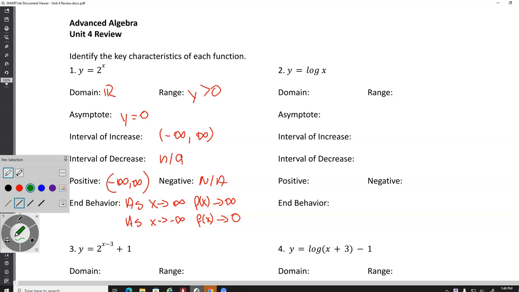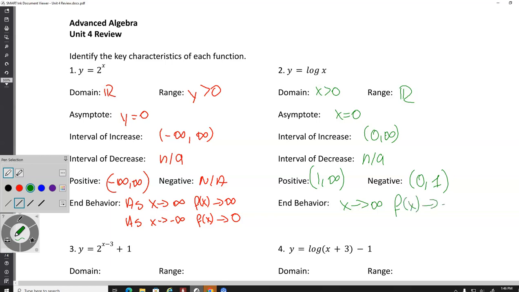Okay, so here, we're just going to rewrite that. X is greater than 0. Range was all real numbers. Asymptote was at 0. It went from 0 to infinity. There was no decreasing. Positive was from 1 to infinity, and negative was from 0 to 1. And the end behavior was when x approached positive numbers, my function approached positive infinity. And when x approached 0, my function approached negative infinity.